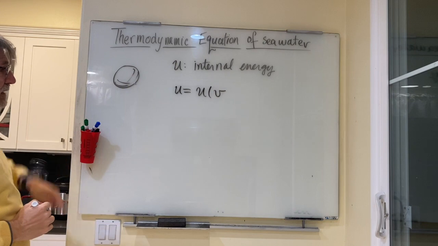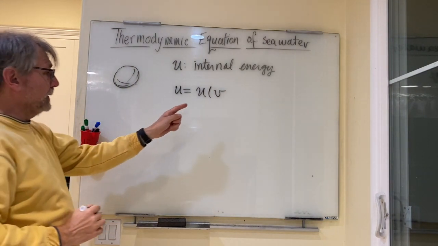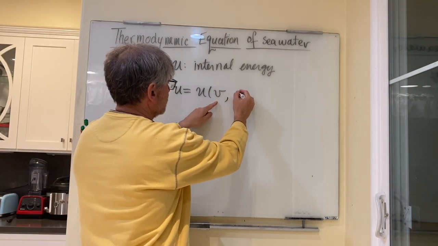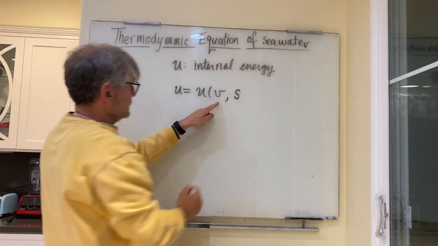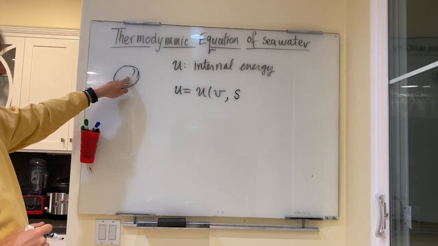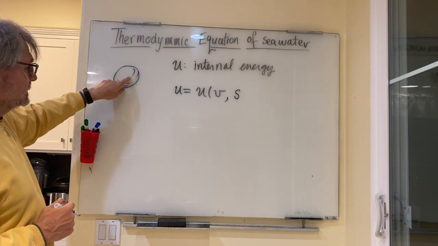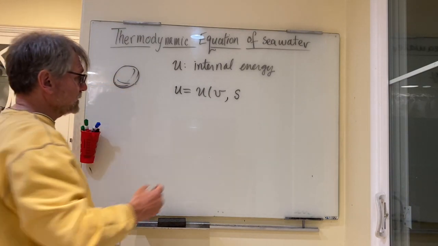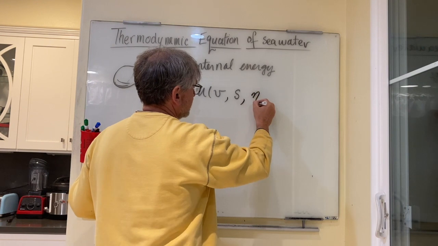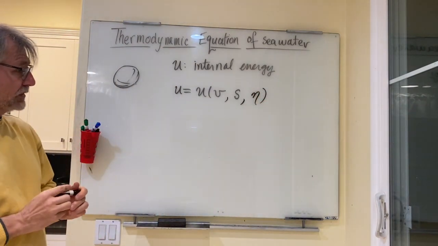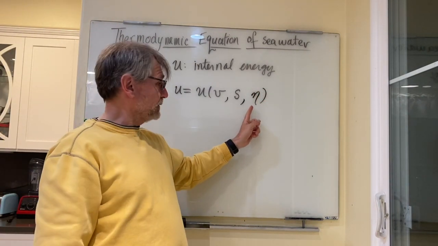And it will also be a function of the salinity, right? The amount of salt. If we change the salinity inside the parcel, there may be more or less chemical energy inside the parcel. And the last one is the entropy. Now, the entropy is a stranger one that people may not be as familiar with.